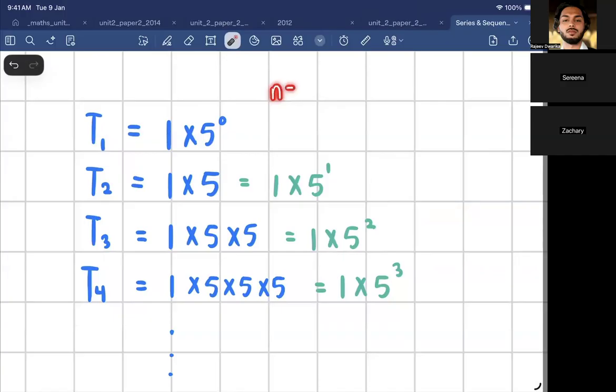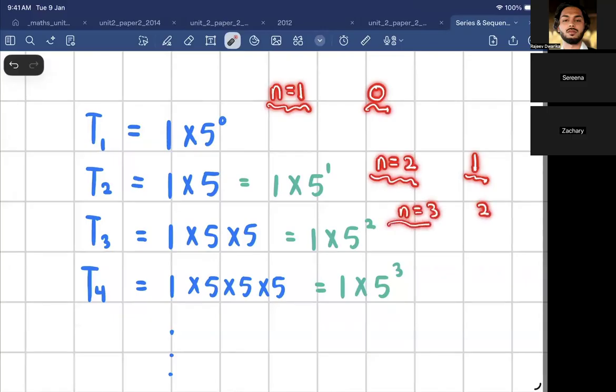When n was equal to 1, what was the power? 0. Right. When n was equal to 2, what was the power? 1. All right. So if you want to get the power, what could you do with n? Right now n is 2 and the power is 1. What do you have to do with 2 to get 1? Minus 1. Okay. What do you have to do with 1 to get 0? Yeah, minus 1. Let me see if the pattern holds, right?